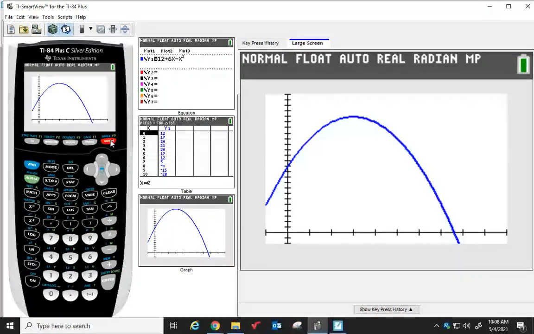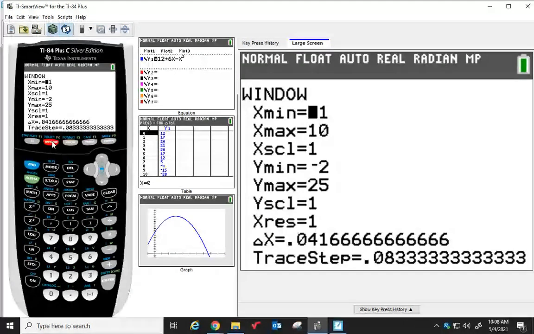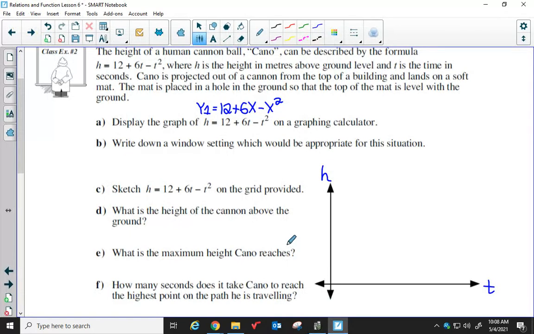And I'm thinking that looks pretty good. I can clearly see both sides of the y-axis. I can clearly see both sides of the x-axis, and I can see the top of the curve. Okay, so let's write down our window settings now. So we have -1, 10, 1, and -2, 25, and 1. So we go back here.